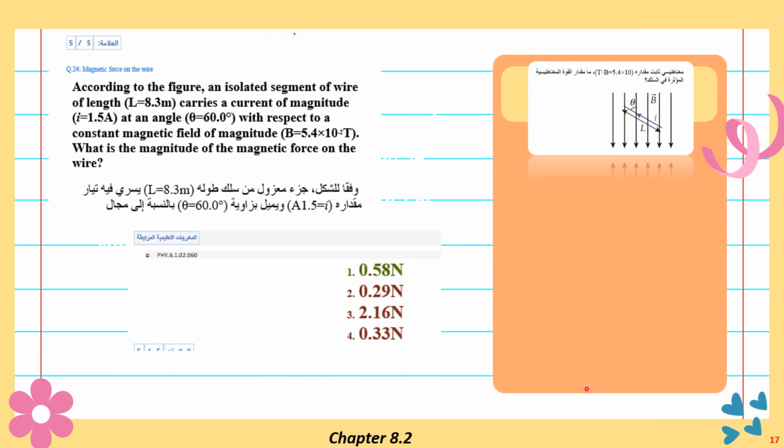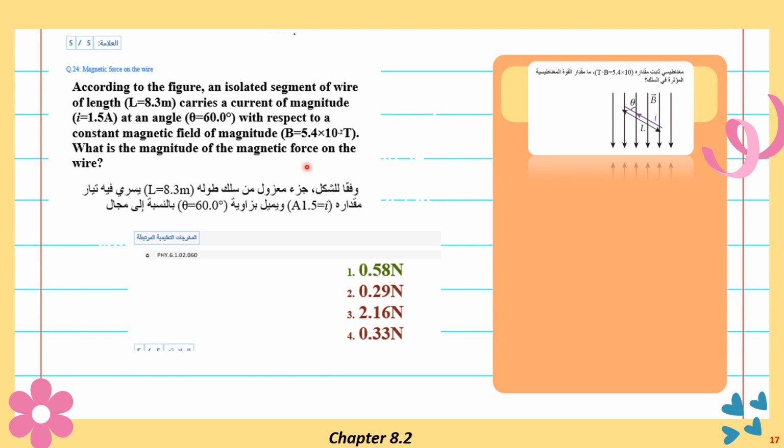Question 16. According to the figure, an isolated segment of wire of length L carries a current of magnitude I at an angle of 60 degrees with respect to the constant magnetic field, which is 5.4 by 10 to the power of minus 2 Tesla. What's the magnitude of the force on the wire?